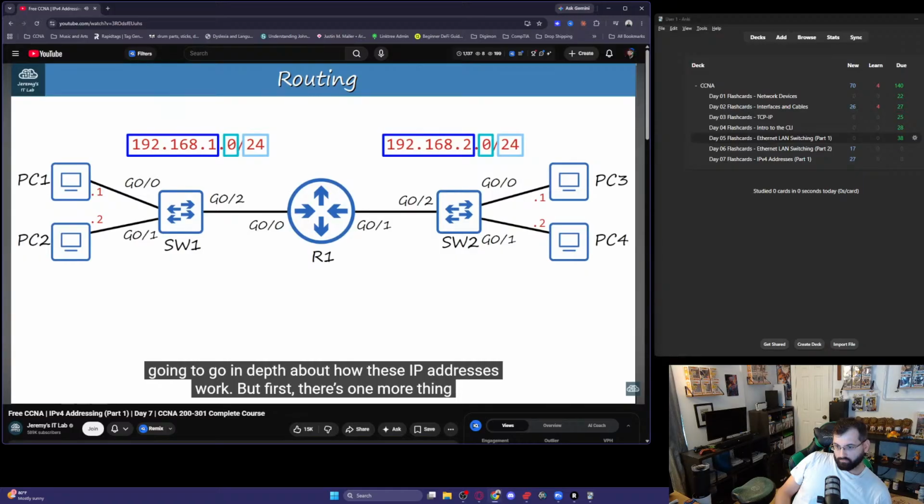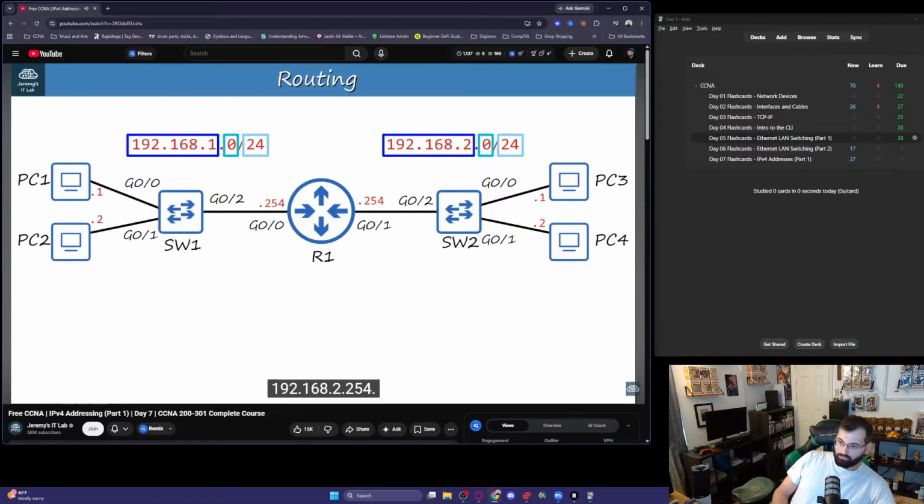But first, there's one more thing missing in this network diagram. The router needs an IP address. Actually, not just one IP address. It needs an IP address for each network it is connected to. So let's give R1's G0/0 interface an IP address of 192.168.1.254, and its G0/1 interface an IP address of 192.168.2.254.